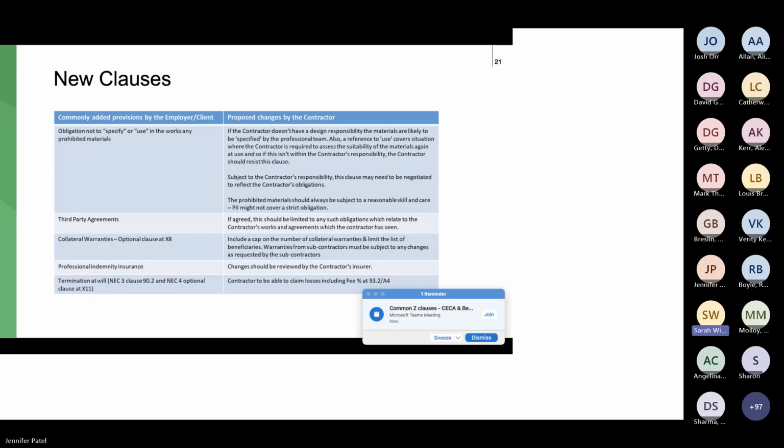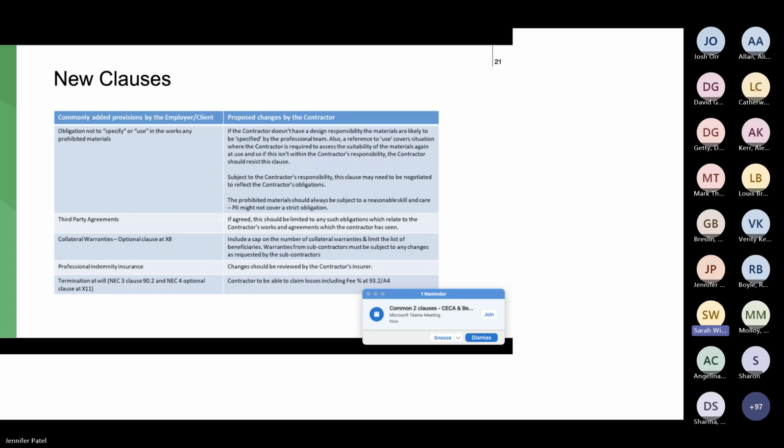Okay, so some additional clauses that aren't specific amendments to existing NEC clauses. So the first one is you will typically see in both JCT and NEC a clause that says that the contractor can't use or specify certain materials. So they're unsafe materials that aren't used for construction. So just be careful about the wording of that clause.